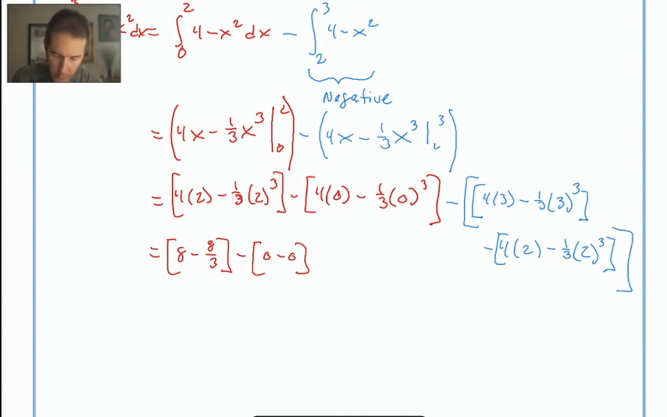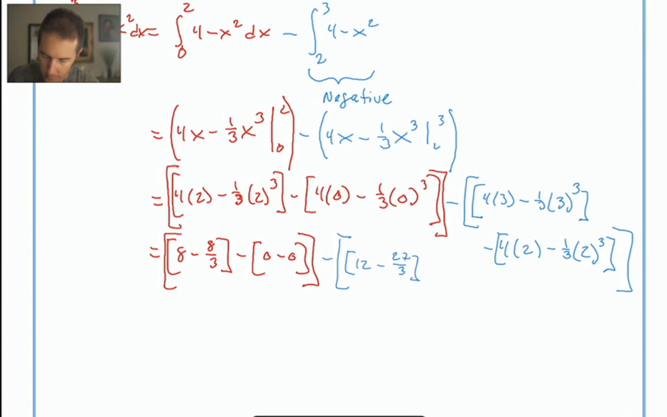We could put all of this in these giant red square brackets. That will help these giant blue brackets make more sense, inside of which we've got a couple of subtraction problems. We've got a 12 minus 27/3 minus 8 minus 8/3.